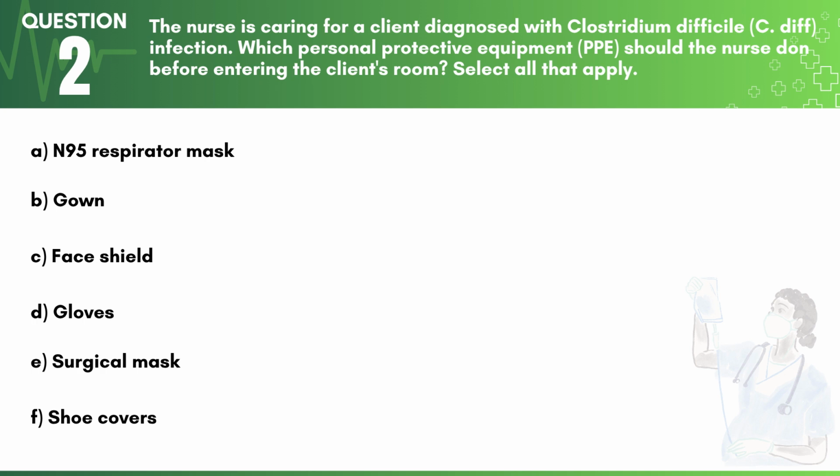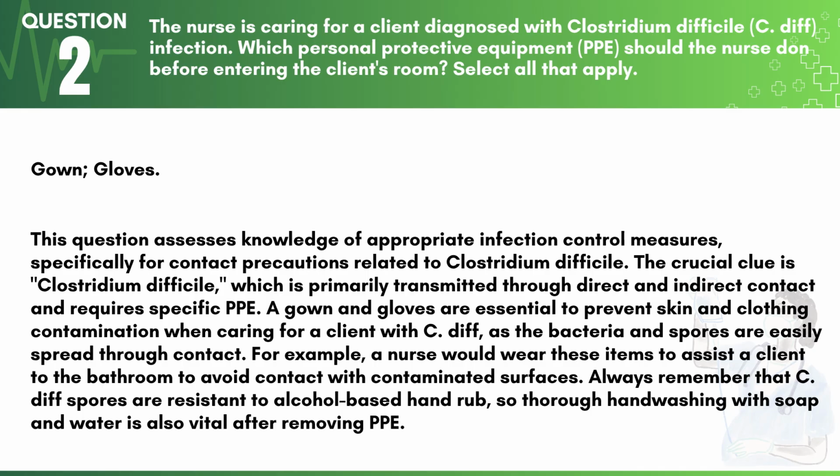Answer. Gown, gloves. This question assesses knowledge of appropriate infection control measures, specifically for contact precautions related to Clostridium difficile. The crucial clue is Clostridium difficile, which is primarily transmitted through direct and indirect contact and requires specific PPE. A gown and gloves are essential to prevent skin and clothing contamination when caring for a client with C. diff, as the bacteria and spores are easily spread through contact.